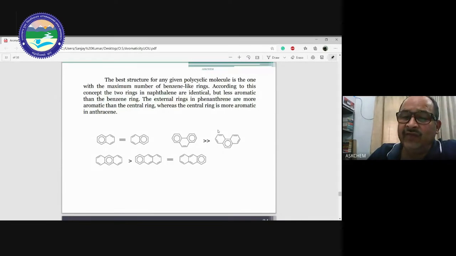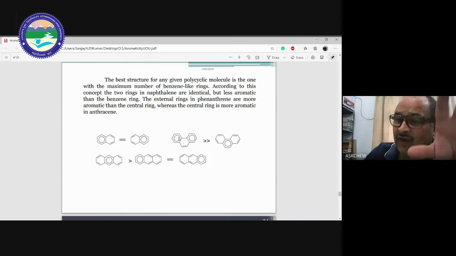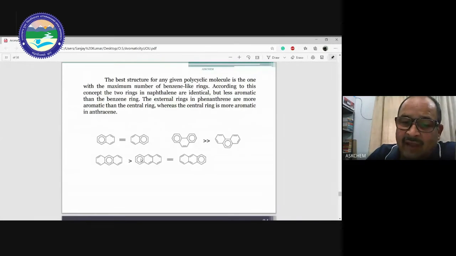But in the case of phenanthrene, you have the option that you can aromatize the external rings or you can aromatize the central ring. So when external rings are getting aromatized, then it has larger resonance energy contribution in comparison to when the central ring is aromatized. Like in the case of this anthracene, we have this side ring because it will be availed by only two rings, fused two rings.